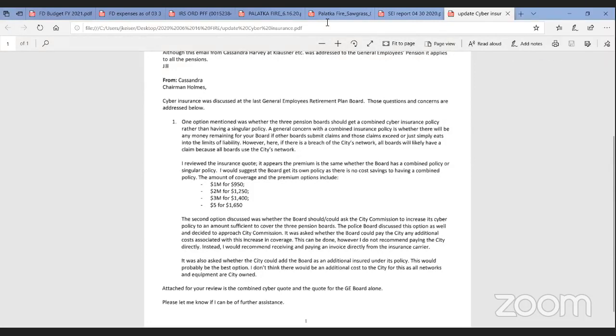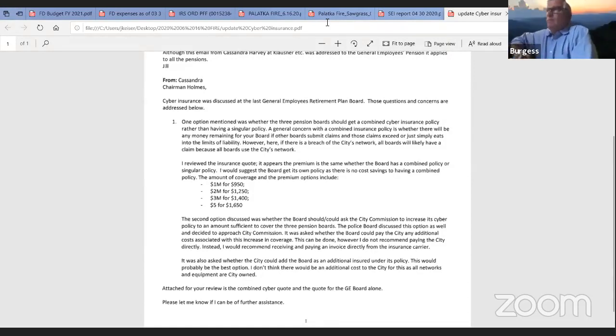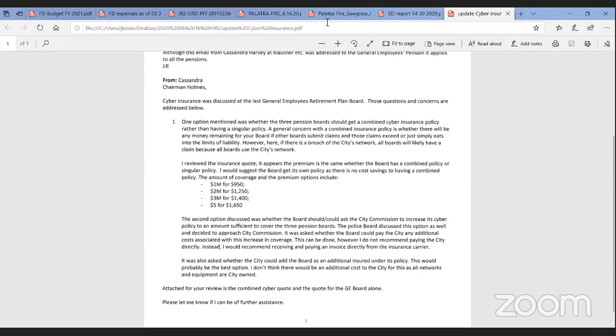I had it on the agenda in April, but then it got taken off until more information could be found by the HR director, who's now also the insurance. She handles all insurance. So she is going to be getting it on the next commission meeting agenda, I'm told. So it's taken a year for these cyber insurance questions to really get fully understood by our pension boards. I think it'll probably take more than one meeting before it will get passed at the commission level. But I would say within the next month, it should be decided.